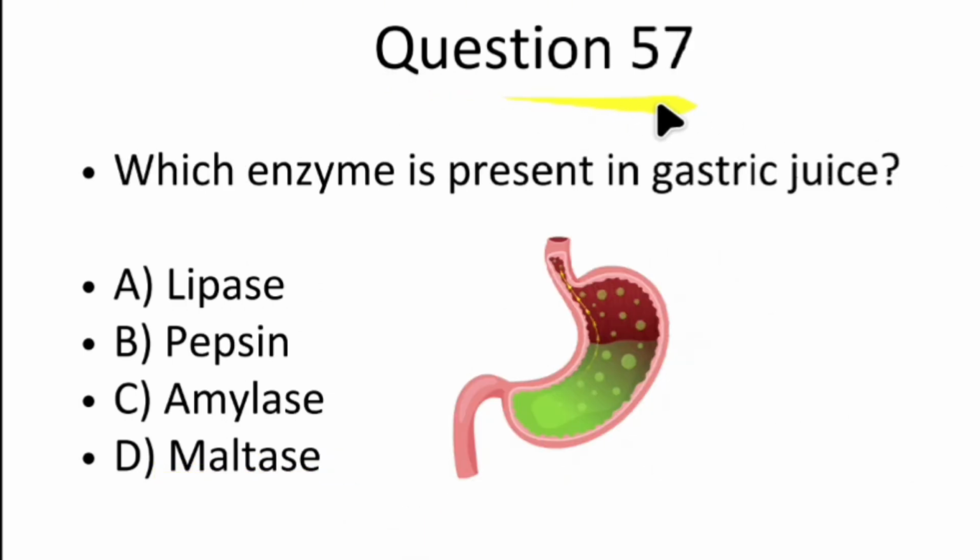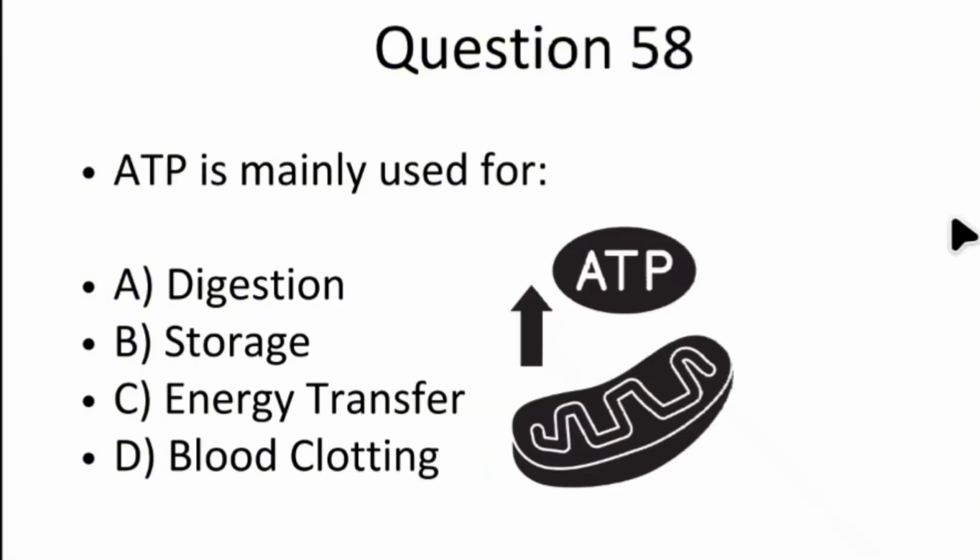Question number 57. Which enzyme is present in gastric juices? Correct option is B. Pepsin is an enzyme which is present in gastric juices.